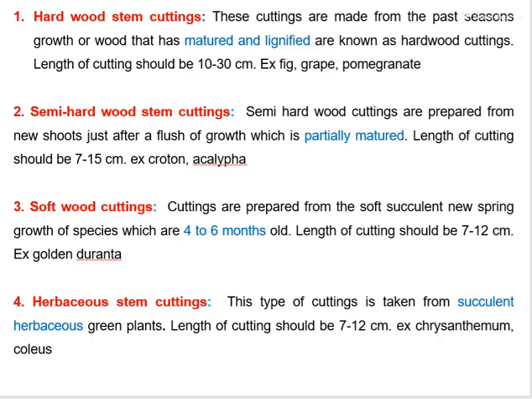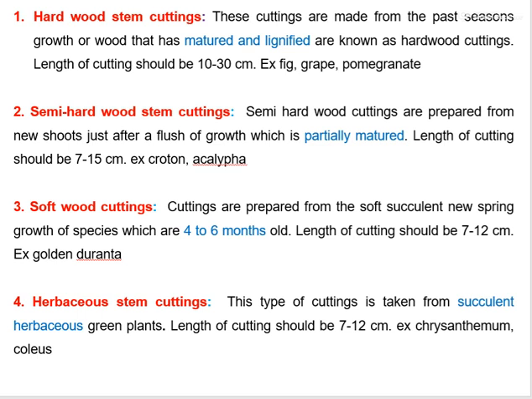Now, when the four methods of stem cutting are concerned, the first is hardwood cutting. This cutting is mainly taken from the past season growth, which is completely mature and lignified. The length may vary from 10 to 30.